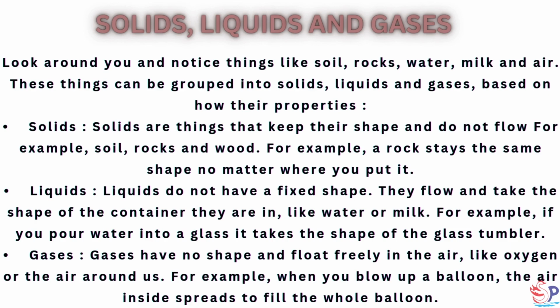Liquids. Liquids do not have a fixed shape. They flow and take the shape of the container they are in, like water or milk. For example, if you pour water into a glass, it takes the shape of the glass tumbler. Gases. Gases have no shape and float freely in the air, like oxygen or the air around us. For example, when you blow up a balloon, the air inside spreads to fill the whole balloon.